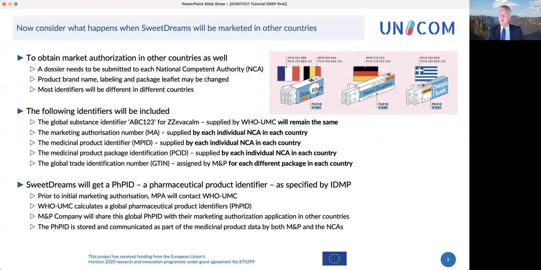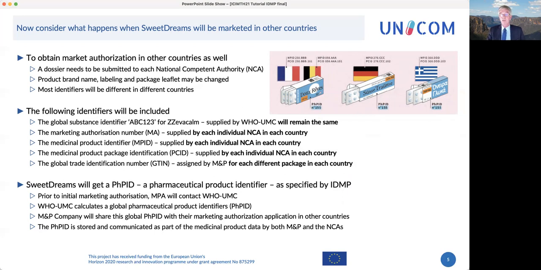So that's why the Greek pharmacy couldn't find the right substitute for Sweet Dreams and came up with something that looked like it, because there was no really similar name or package or identifier out there. There will be a PHP ID as specified by IDMP, and that's what we're looking at right now as the global identifier that will link those products.